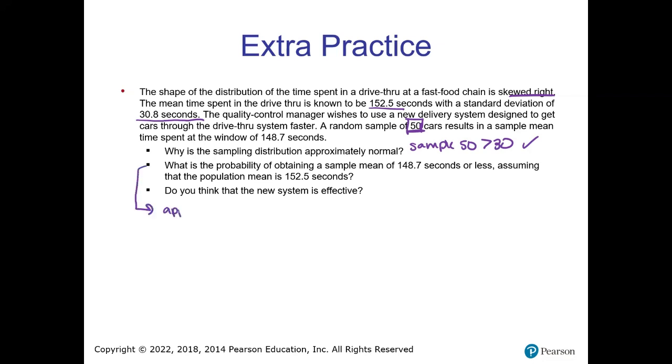We now have our approximately normal population. Our mean is 152.5. And we need to calculate our standard deviation. 30.8 is going to be divided by the square root of 50. 30.8 divided by the square root of 50 is going to give me a standard deviation of 4.3558.